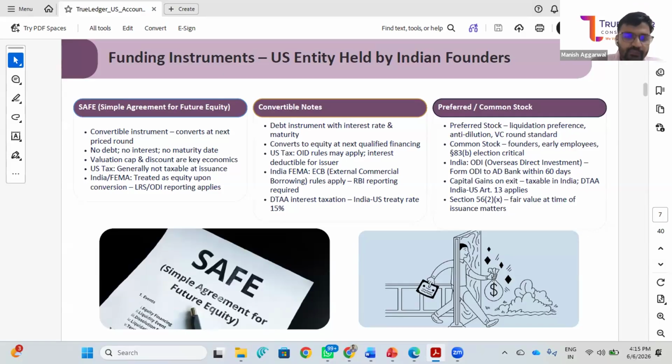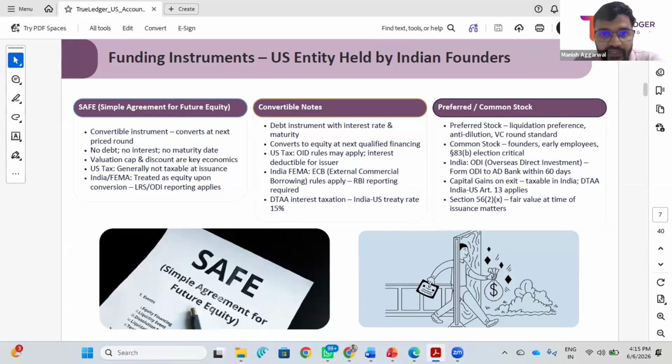And from a tax point of view, at the time of issuance of SAFE instruments, there is no tax issue. From a FEMA point of view, as long as the liability sits on the US entity's balance sheet, it doesn't impact Indian FEMA law. But yes, if at some point we feel that the Indian entity is somehow a party to the agreement, as a guarantor or as a subscriber, then obviously the FEMA implications would also come into play.